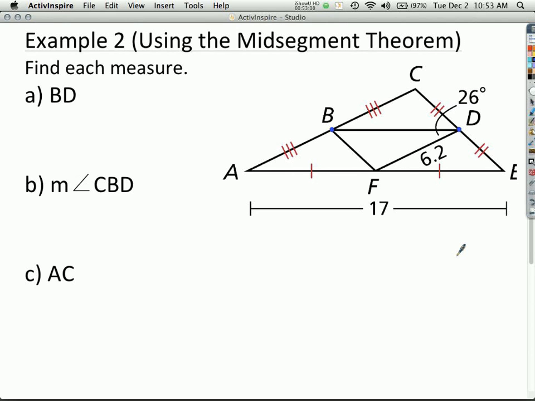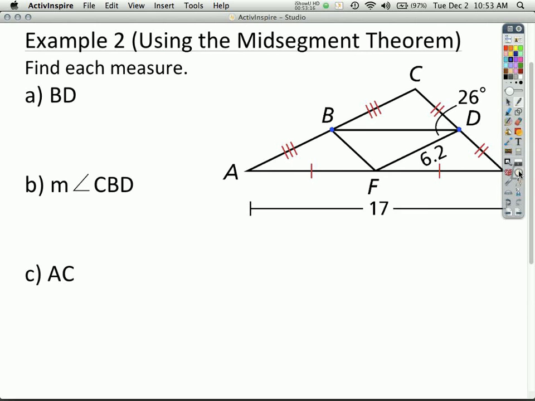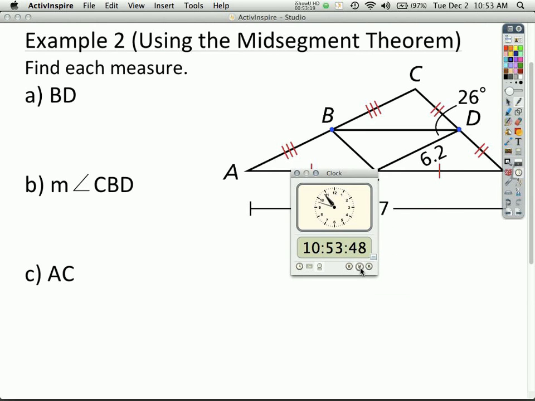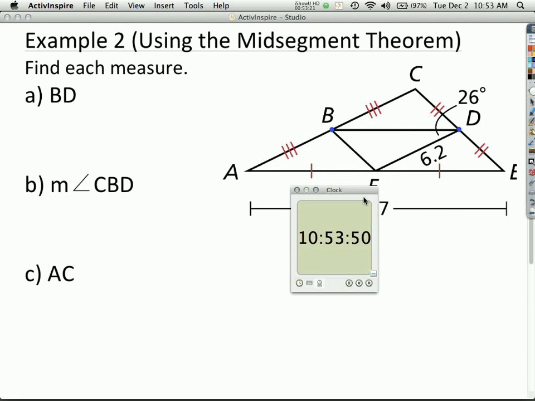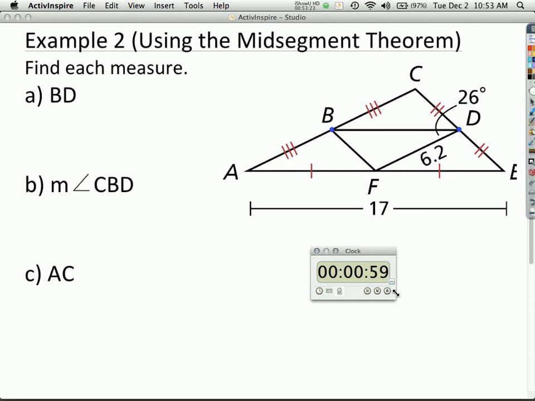Okay, give me a thumbs up if you already know the distance of BD. Got 1, 2, 3, 4. Only 4 people know the distance? Okay, you got 1 minute team talk to figure out how to find the distance of BD. 1 minute team talk, go.